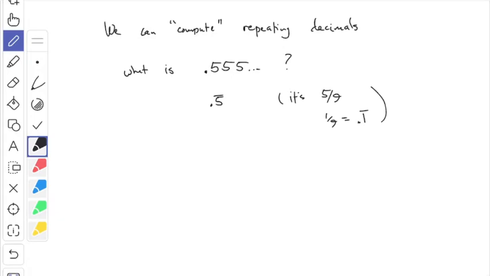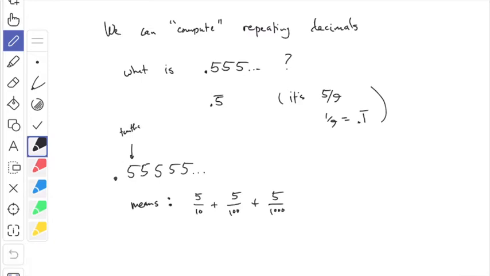Check it out. What 0.55555, etc. means, at some point in your life you learned this about decimals. It means 5/10 plus 5/100 plus 5/1000. That's what each digit means. This is the tenths, this is the hundredths, this is the thousandths, etc. So when I write a decimal number like that, it means I'm adding up certain digits divided by powers of 10, or multiplied by powers of 10 if it's on the other side of the decimal point.